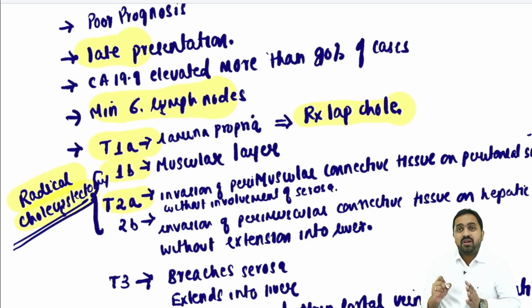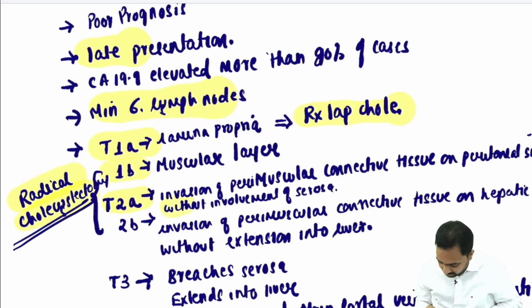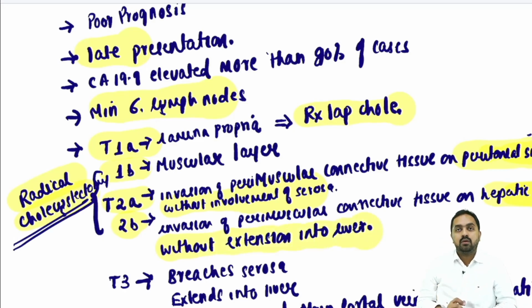So important thing to remember is T2A is without involvement of serosa on the peritoneal side, and T2B is on the hepatic side without extension into the liver. So that is all for gallbladder carcinoma.